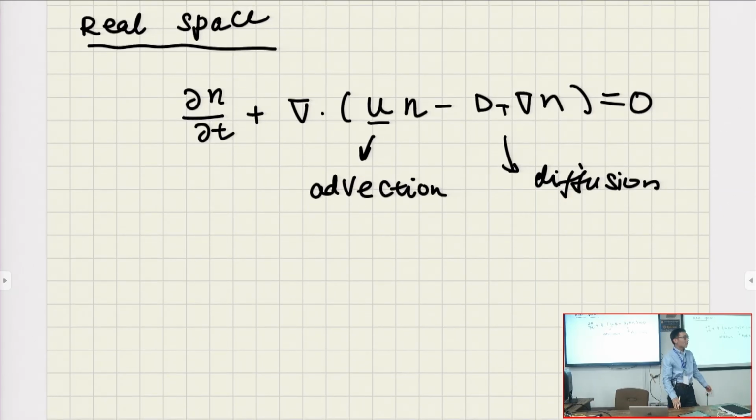But if you do a Fourier transform of this equation, what happens to the derivative? Question? What does advection mean? Advection means particles that are just carried away by some field. For example, in a fluid, in a flow, in a river, right? You have some particles in the water, they're going to move with the flow. So that's advection.